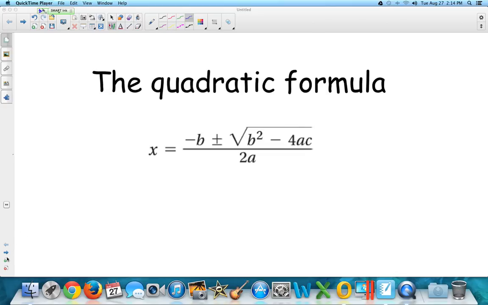Okay, so now what we're going to do is actually use this formula to solve three separate quadratic equations. Notice that this formula is made up of basically a, b, and c, and an x on one side, so I'll explain that with my example.